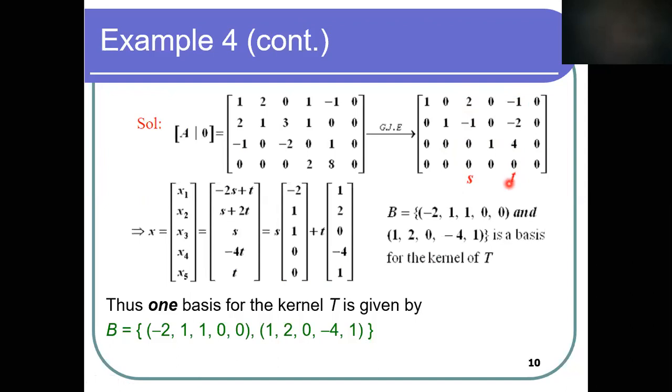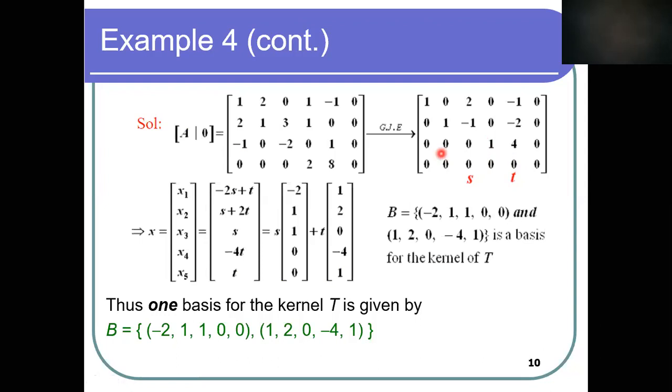In that case, the first row consists of a pivot column, and the second row also consists of a pivot column. Here you can see x3 is a free variable, and x4 contains the pivot position. x5 is also a free variable. There are no leading ones in this row, so fundamentally we have two free variables and three pivot positions.